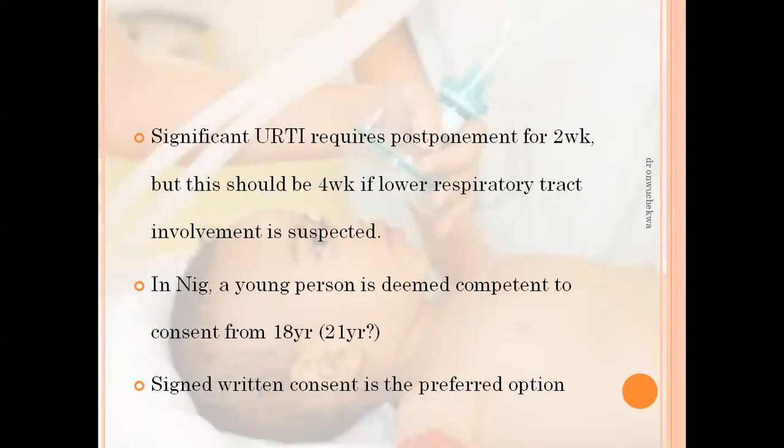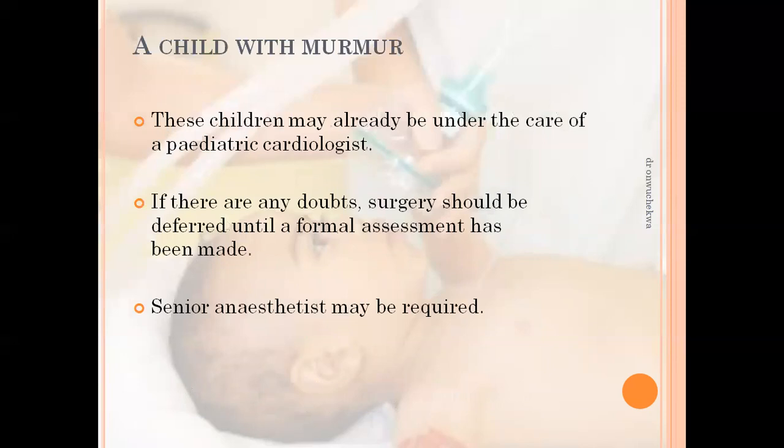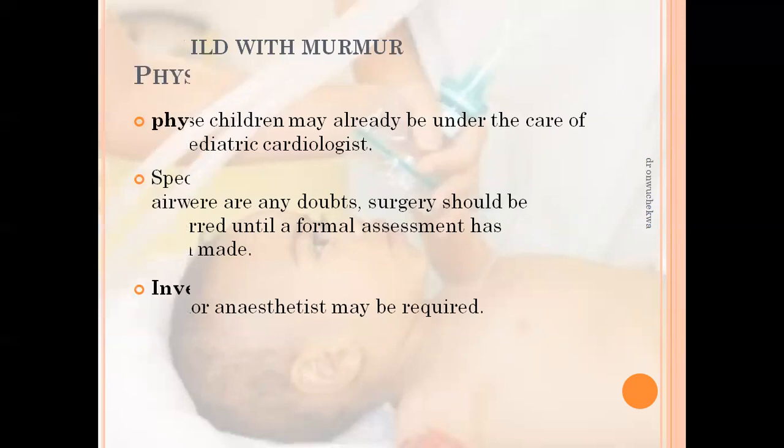Significant upper respiratory tract infection requires postponement for 2 weeks, but this should be 4 weeks if it's a lower respiratory tract infection. About consent, in Nigeria here, the age of consent is about 18 years, and signed consent is usually the preferred option. So for a child with murmur, usually these children would have been under the care of the pediatric cardiologist, but if not, if there's any doubt, surgery should be deferred until a formal assessment has been made, and also the review should be done by a senior anesthetist.